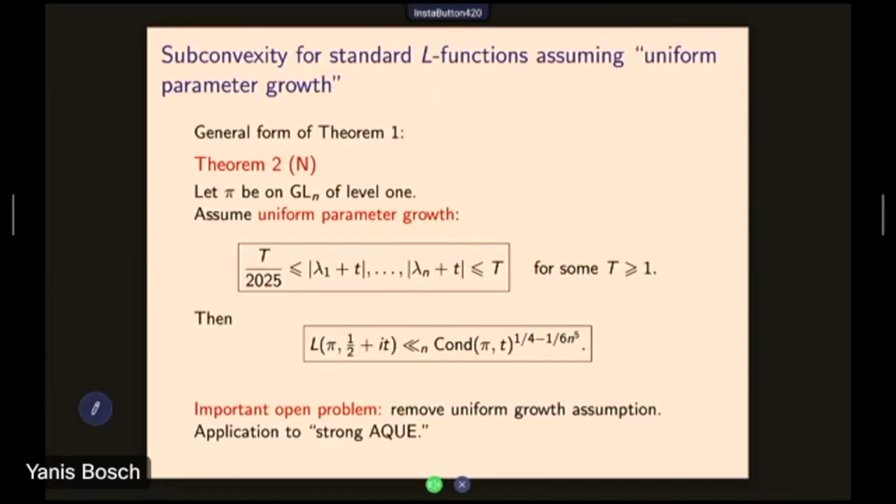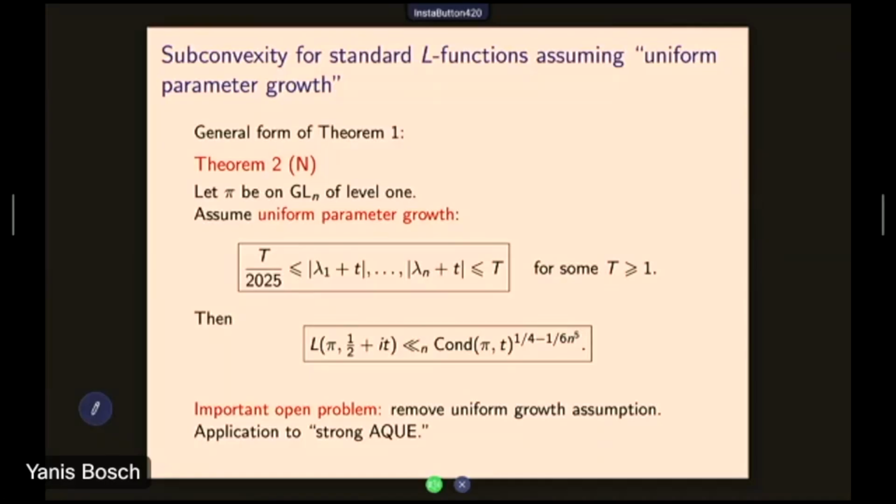Okay, so maybe I'll just quickly pause for questions because I've summarized a few results and I'm about to transition a little bit. Cool.